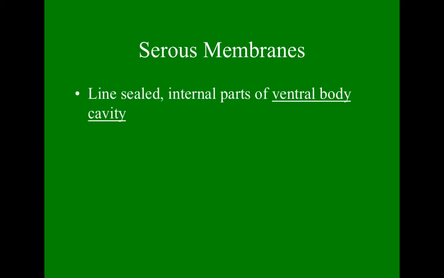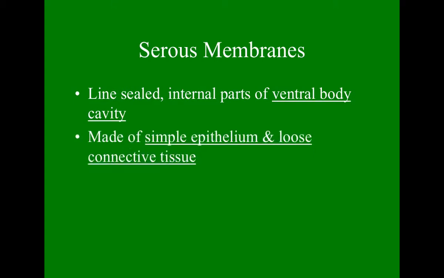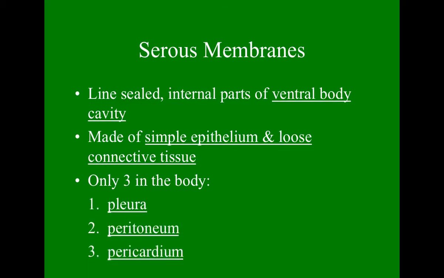The serous membranes. These line sealed internal parts of our ventral body cavity. They are made up of simple epithelial tissue as well as loose connective tissue. And we only have 3 serous membranes in the body: the pleura, the peritoneum, and the pericardium. And we will take a closer look at these when we talk about the body cavities, because they actually go along with the different body cavities that we'll be discussing.